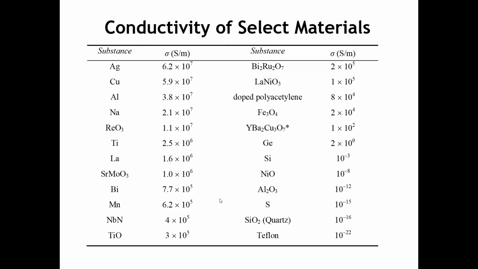What is it that makes silver so much more conductive than metals like titanium or lanthanum? It's over an order of magnitude more conducting. What is it that makes some oxides like rhenium trioxide and strontium molybdenum oxide so highly conducting, whereas other oxides like SiO2, aluminum oxide, and nickel oxide are in fact highly insulating?